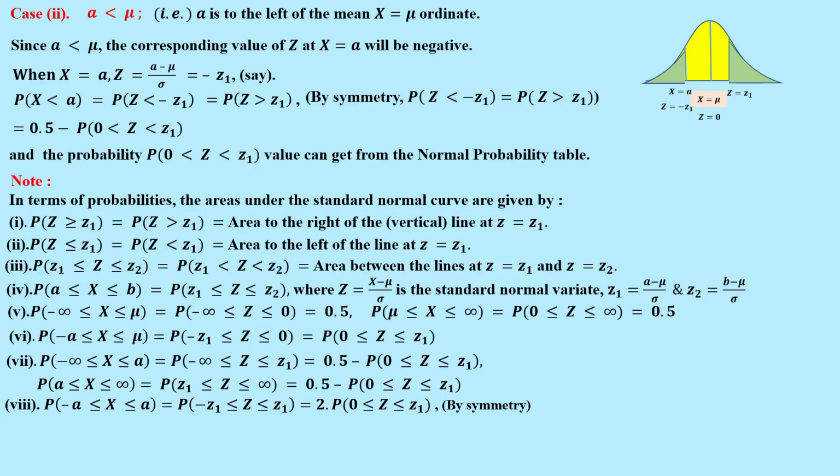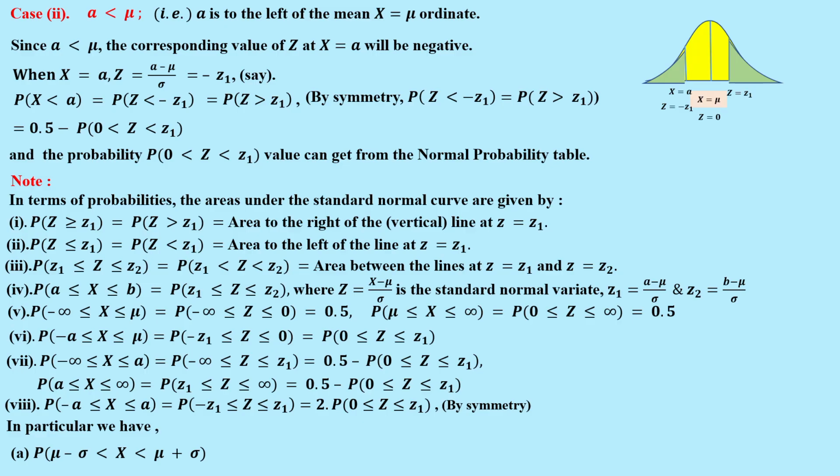So first, the area between minus z1 and 0 will be split into 2. We can add the area from minus z1 to 0 and from 0 to z1, so you will get the total area from minus z1 to z1. So using the symmetry condition, 2 times probability of 0 less than or equal to z less than or equal to z1.